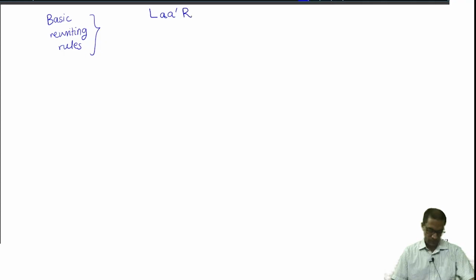So given a word of this form, some word L followed by a prime followed by some word R, I am allowed to rewrite. This can be replaced with the word LR. In other words, I'm just going to delete the a prime from the middle. Similarly, if I have a word L followed by a prime A followed by R, again I'm allowed to replace that word with just the word LR. Okay, so let's write the other two.